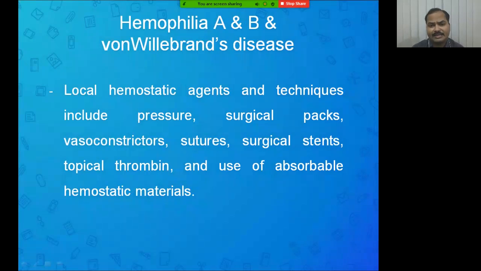The local hemostatic agents and techniques which are available to be applied include pressure packing, surgical packs, and vasoconstrictors, either with LA or without it. Sutures may be placed. Surgical stents can be used, which are fabricated prior to the surgery and should not cause any irritation to the wound or the site of surgery. Topical thrombin can be placed, along with absorbable hemostatic materials, which we'll discuss just now.